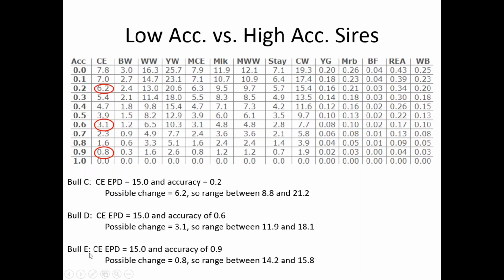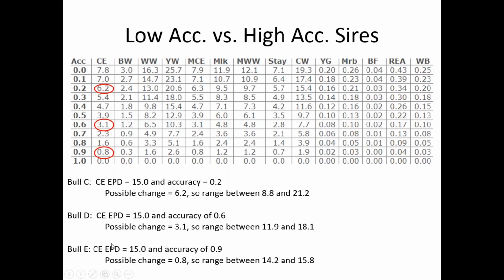And then this bull E here is a high accuracy bull with 0.9 accuracy. His possible change is 0.8. So the range that you would expect his true breeding value to land in would be between 14.2 and 15.8. So what you can see is if you're using a young bull, you're going to see a wide range of where that EPD might land. Then a bull that's a high accuracy sire, he's got lots of calving ease scores. His range we would expect to be between 14.2 and 15.8. But one of the things to note here is that this young sire has really an opportunity to be up in the 20s for calving ease EPD, and that older proven sire, while you might not have as many surprises, you're also probably not going to see his EPD get much beyond the 15, 16 mark.